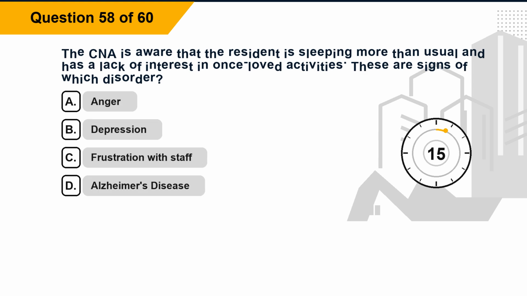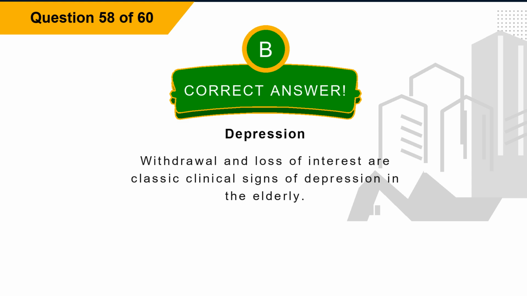Question 58. The CNA is aware that the resident is sleeping more than usual and has a lack of interest in once-loved activities. These are signs of which disorder? Option A, anger. Option B, depression. Option C, frustration with staff. Option D, Alzheimer's disease. The correct answer is option B, depression. Explanation: withdrawal and loss of interest are classic clinical signs of depression in the elderly.